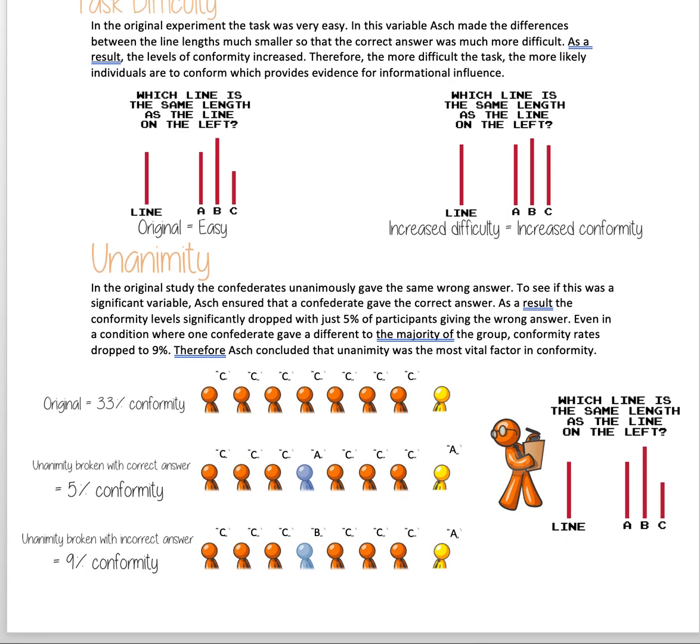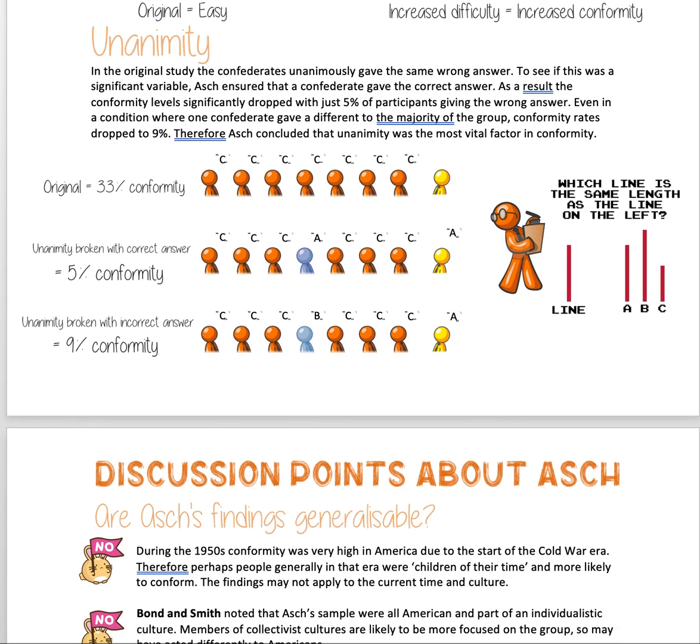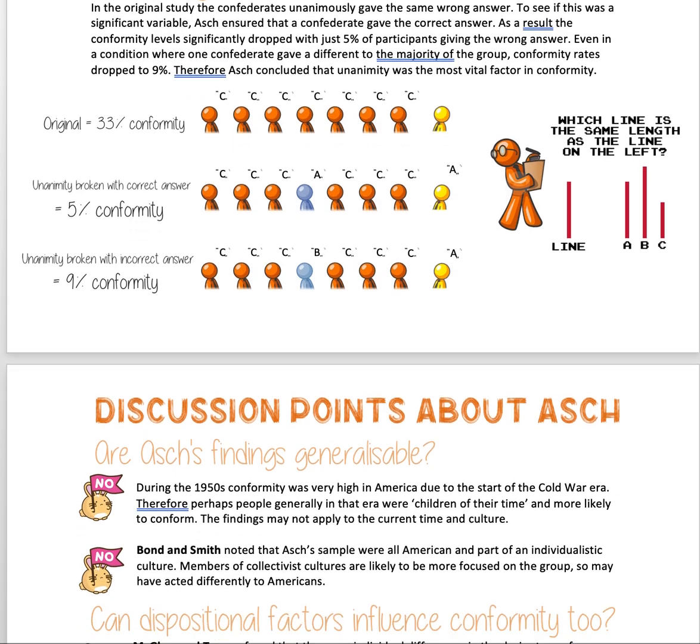Unanimity, so this is the idea that the group had consensus, they all gave the same answer. If the unanimity was broken at any point, even if they gave another incorrect answer, their conformity levels significantly dropped. So if you have an ally, another dissenter, then you can go along with the correct answer, even if they don't say the same as you.